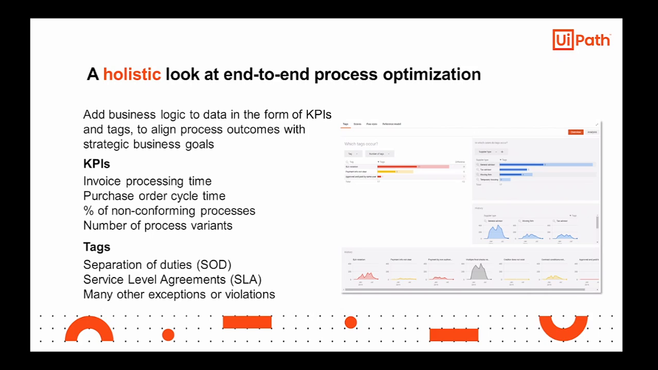Tags are a unique feature of UiPath process mining. They make it possible to define process-specific outcomes that you want to prevent. Examples are SLA violations or separation of duties concerns.